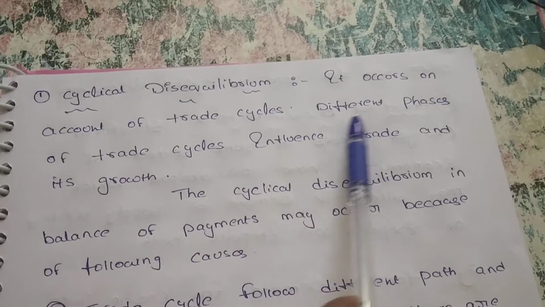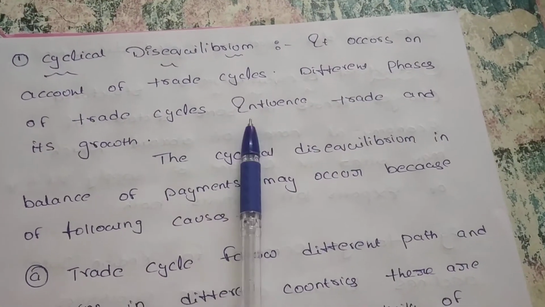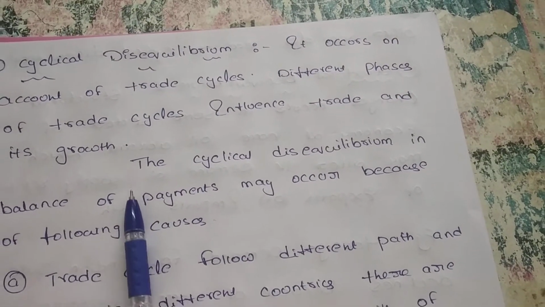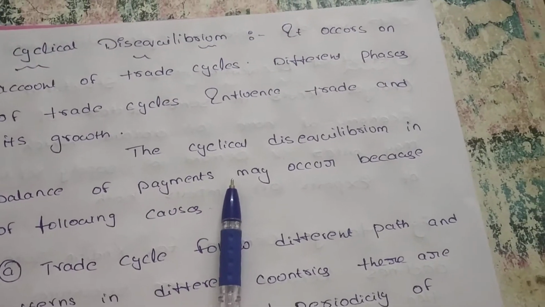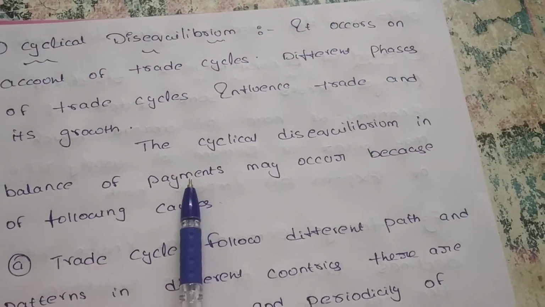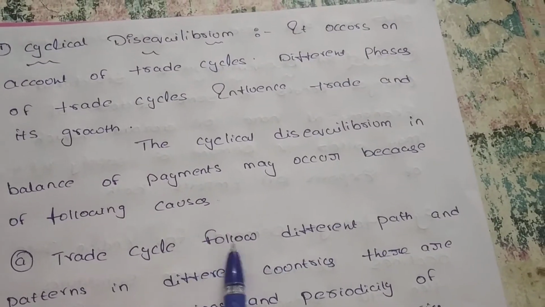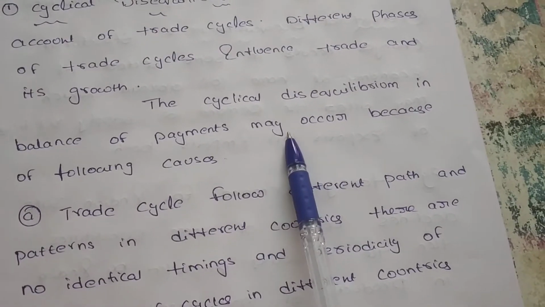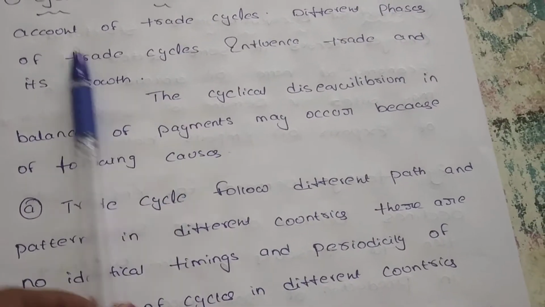Based on this also, it occurs on account of trade cycle. Different phases of trade cycle influence trade and its growth. For example, if we are in a decline, we are unable to import the goods. It is one of the cyclical disequilibrium, because we are unable to pay the money for importing goods. This cyclical disequilibrium in balance of payments may occur because of the following causes.